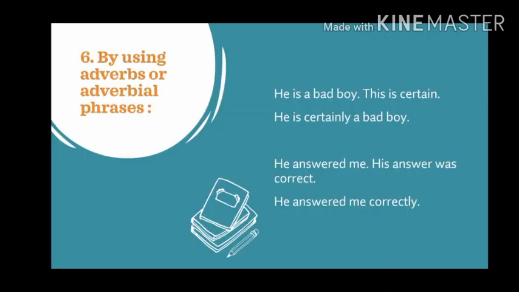Next one, by using adverbs or adverbial phrases. He is a bad boy. This is certain. Two simple sentences are given here. We can join these sentences like this: He is certainly a bad boy.